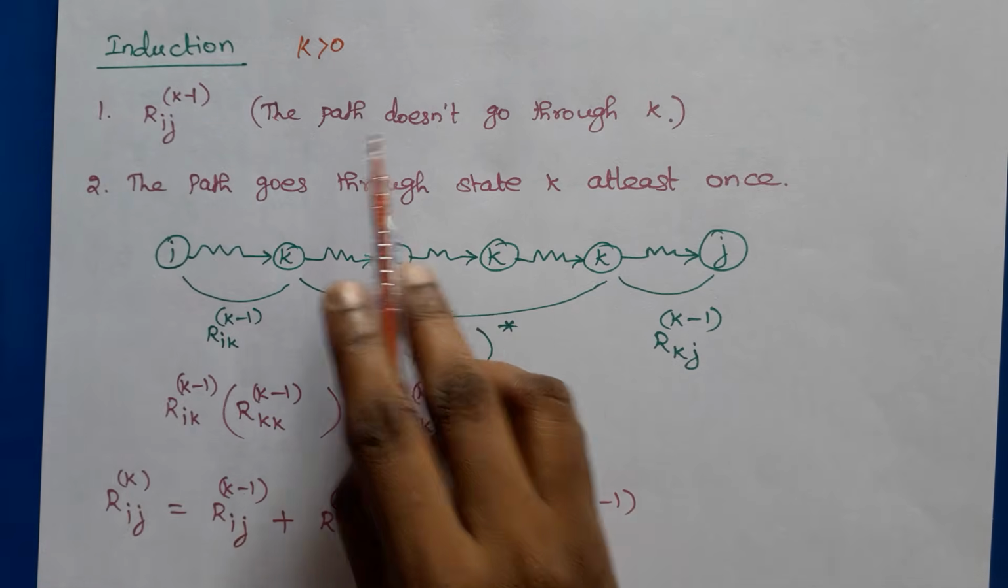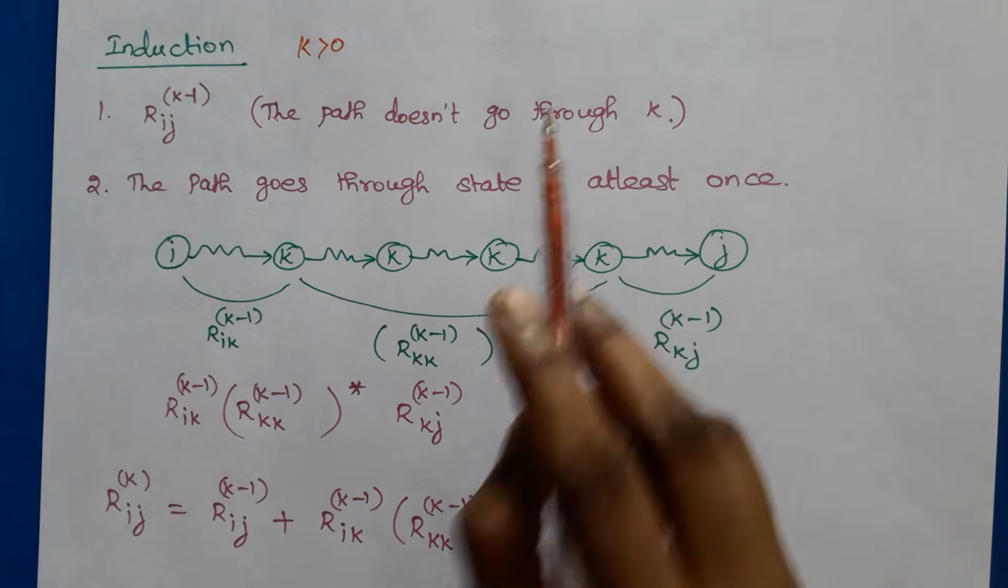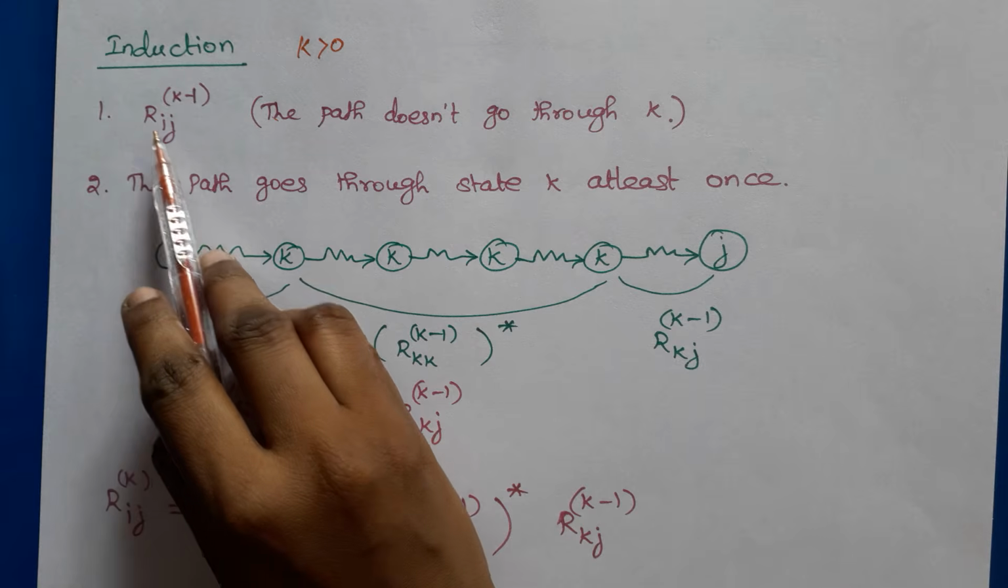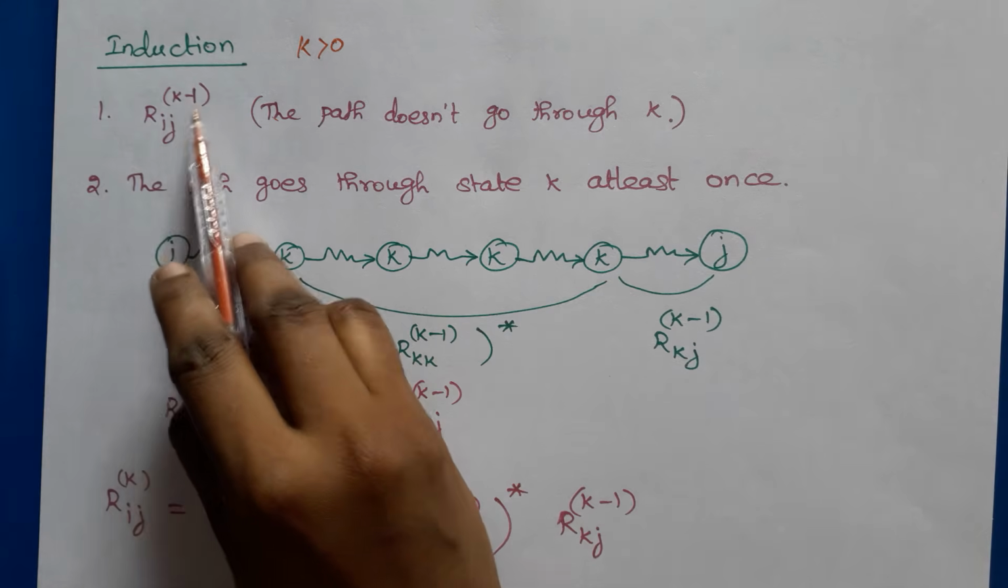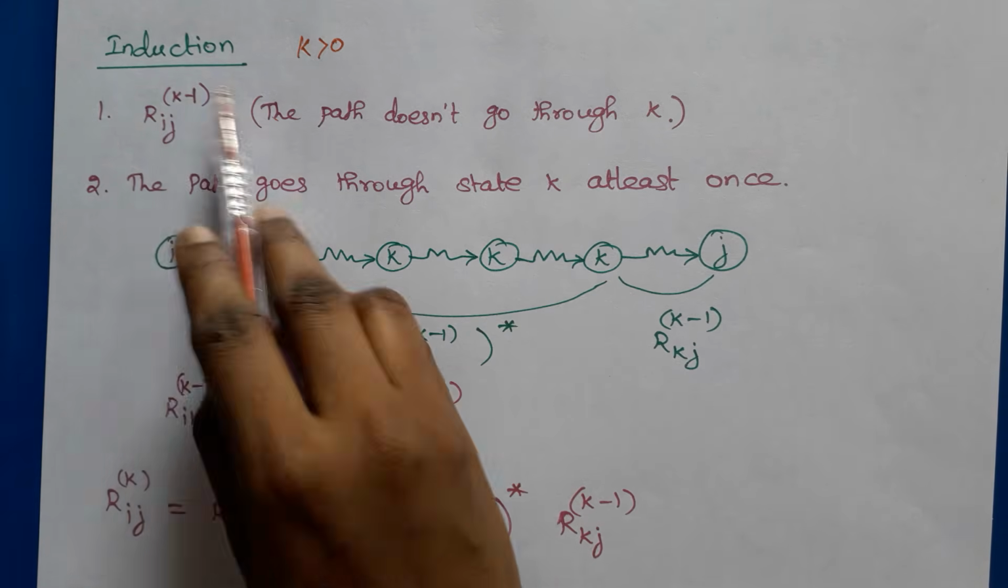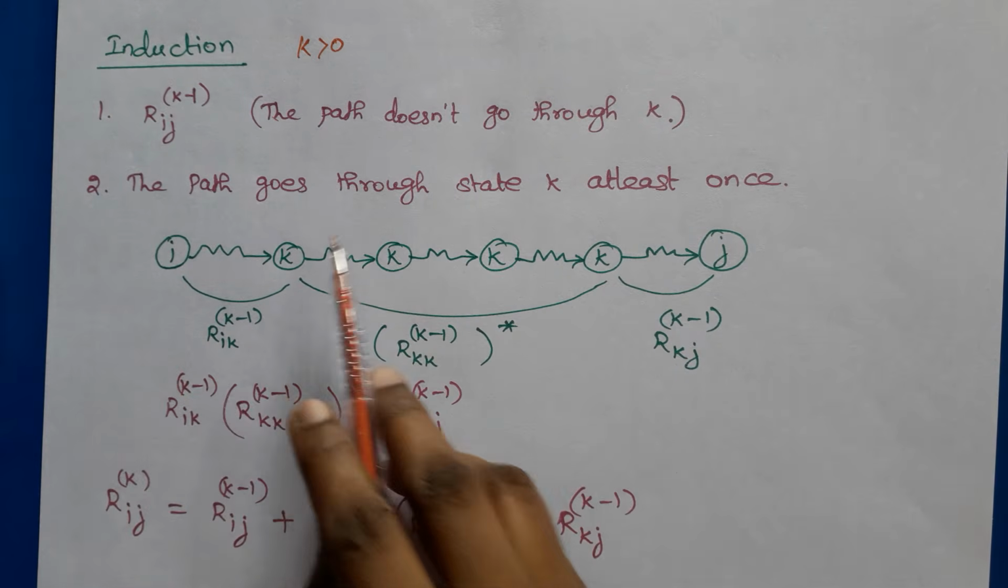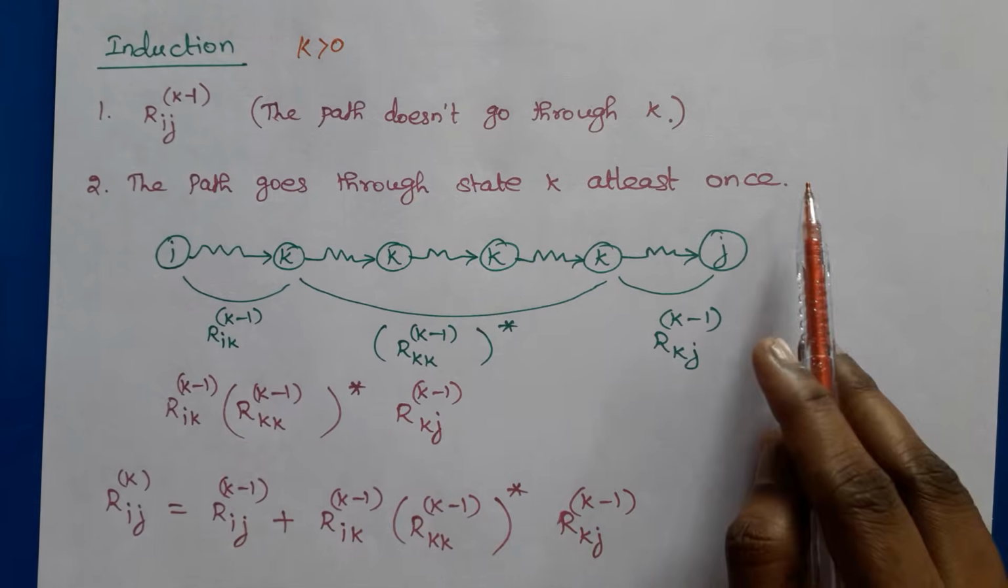One is that the path does not go through state k at all. So from i to j, the regular expression is Rij to the power k minus 1, the previous intermediate state. Then the second condition is that the path goes through state k at least once.